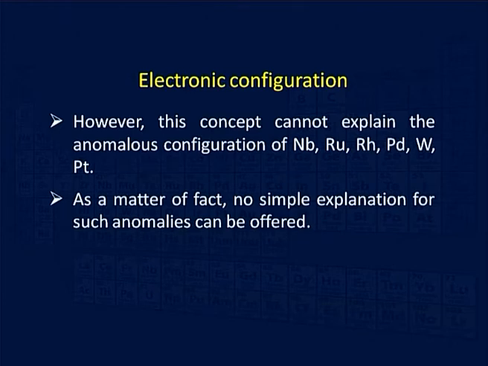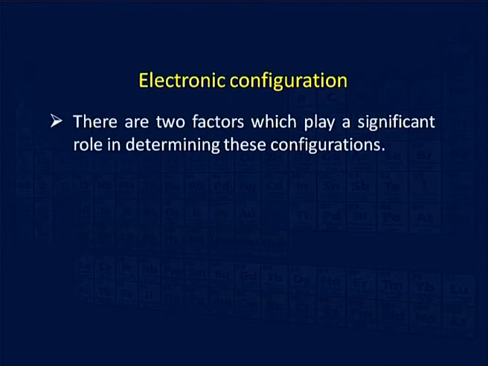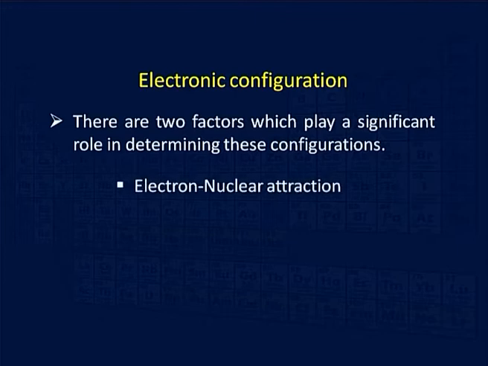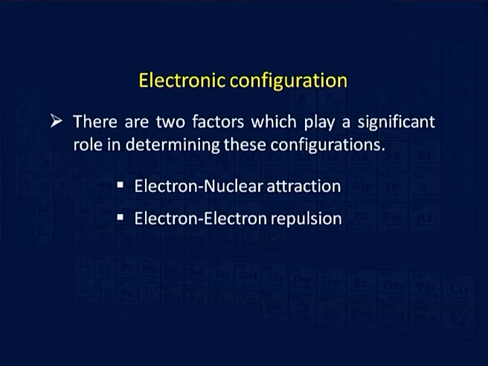As a matter of fact, no simple explanation for such anomalies can be offered. There are two factors which play a significant role in determining this configuration. These are electron-nuclear attraction and electron-electron repulsion. After understanding the electronic configuration of second and third row transition metal ions, let us now understand the general properties and some of the applications as well as some compounds of these transition series.